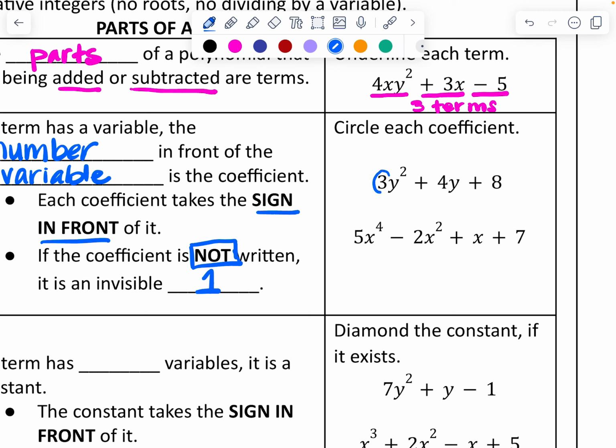The coefficient of y squared is 3. The coefficient of y is positive 4. And then 8 is a constant. There is no variable with that term, so that is not considered a coefficient. That's a constant. We can circle 5. Negative 2. Now here, for x, it's invisible, so we can write a 1 there, positive 1. And then 7 is a constant.